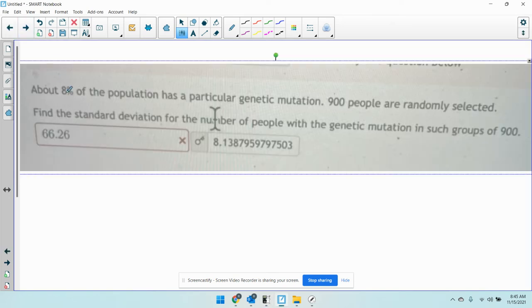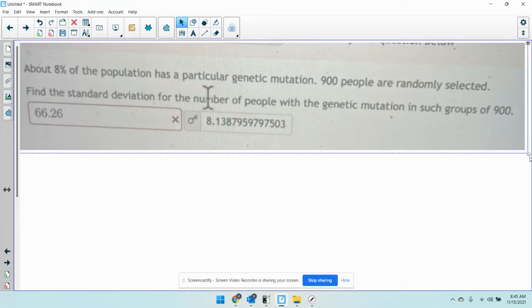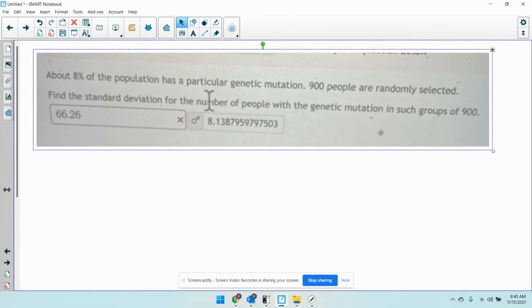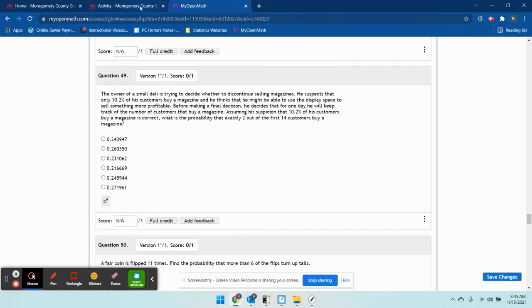Next problem here. It says about 8% of the population has some genetic mutation. 900 people are randomly selected. Find the standard deviation for the number of people with the genetic mutation. So if you haven't done so yet, you need to go onto our Blackboard page, and under additional resources on our course materials page, there's a formula sheet. It has all the formulas you need.